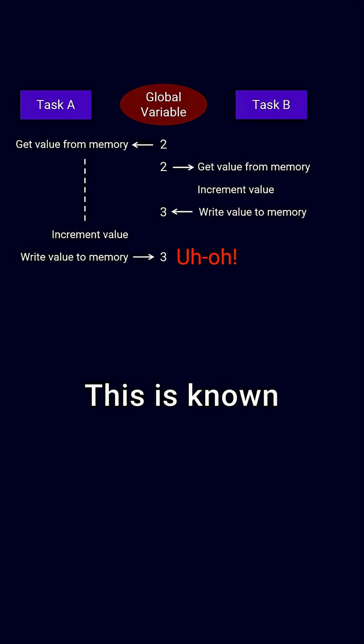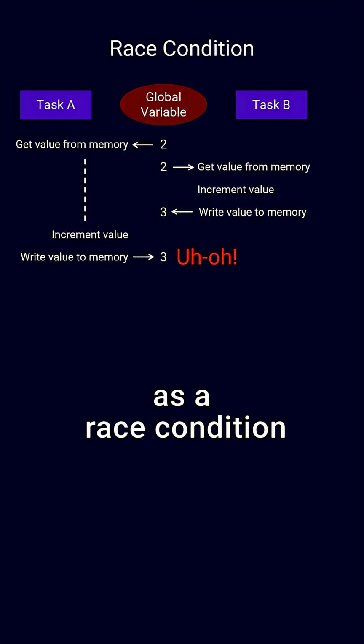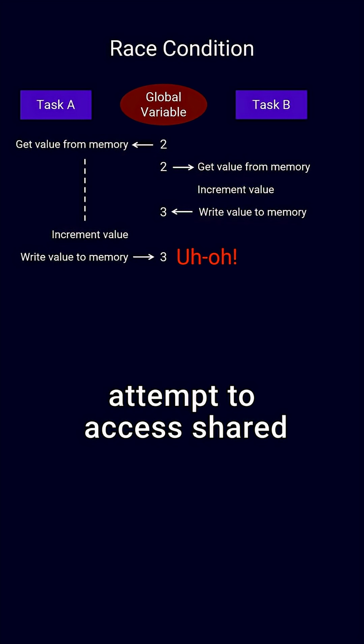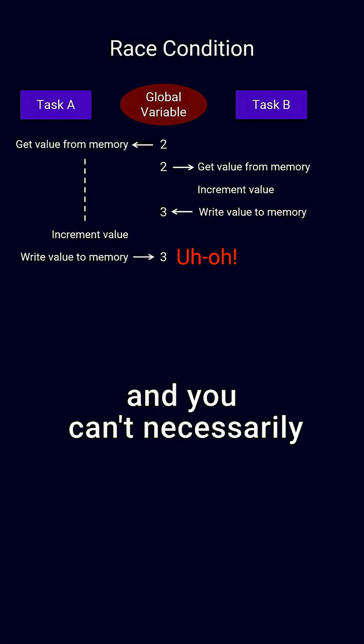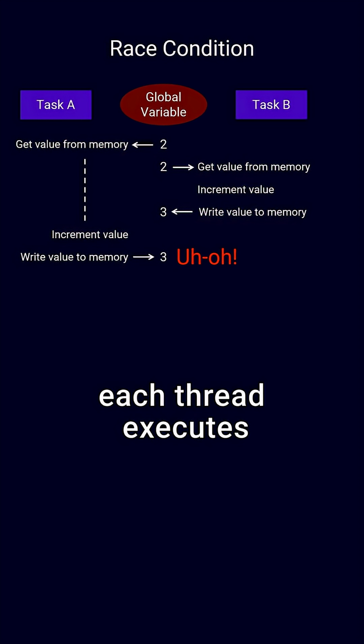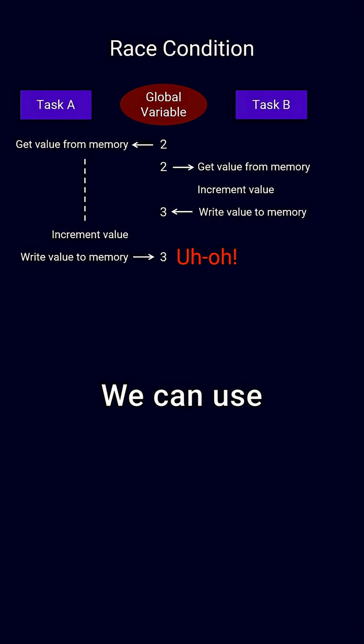Uh-oh. This is known as a race condition, which happens when two or more threads attempt to access shared data at the same time, and you can't necessarily control or predict the order in which each thread executes. We can use a mutex to help solve this problem.